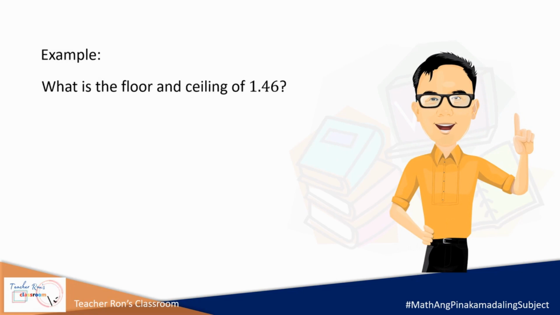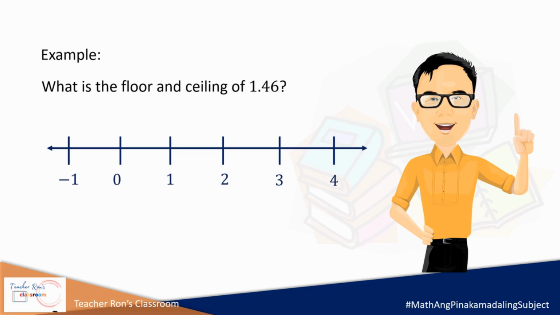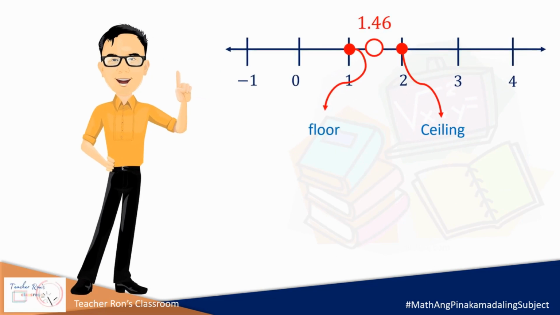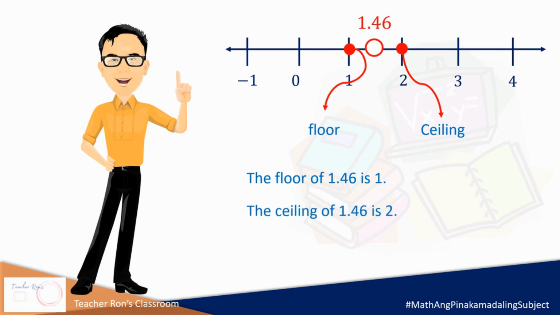Para malaman natin ang floor at ceiling ng 1.46, i-plot natin ang 1.46 sa number line. Ito ang lokasyon ng 1.46 sa number line. Ano ang mababang integer na pinakamalapit sa 1.46? Iyon ang floor ng 1.46. Ano naman ang mataas na integer na pinakamalapit sa 1.46? Iyon naman ang ceiling ng 1.46. Therefore, the floor of 1.46 is 1. The ceiling of 1.46 is 2.